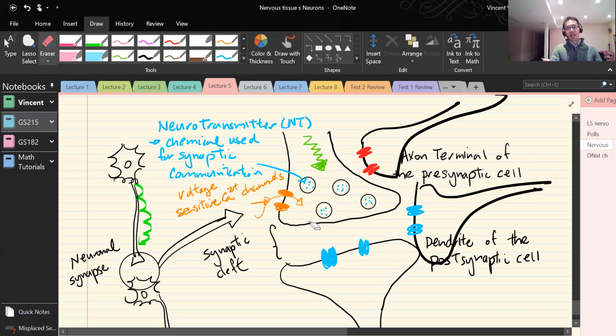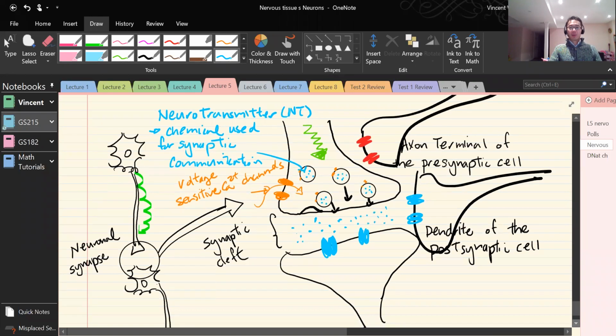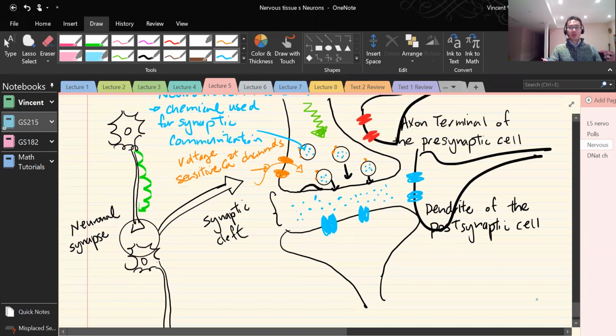Remember, the inside is more negative than the outside. So when you open the calcium channel, positive is attracted to negative. The calcium will come in, and then the calcium will bind to the little vesicles and push them towards the edge. When it gets to the edge, it will fuse with the membrane, and you will release all the neurotransmitters. There's an animation that I posted in the video resource. Make sure you watch that if this is confusing. This is a very low-tech animation. The one that you will see on YouTube is much nicer.